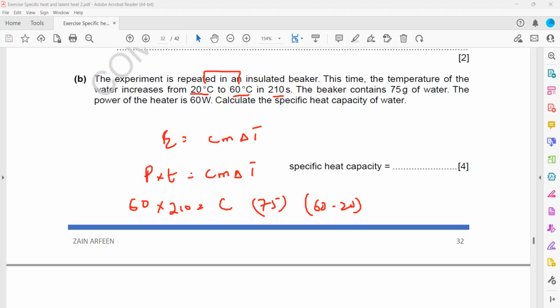And when we substitute, we get 4.2, and the unit depends on the mass, because the mass is given in gram. If you substitute the value in gram, then it will be 4.2 joule per gram degree centigrade. If you use your mass in kilogram, then it will be 4200 joule per kilogram degree centigrade or Kelvin.